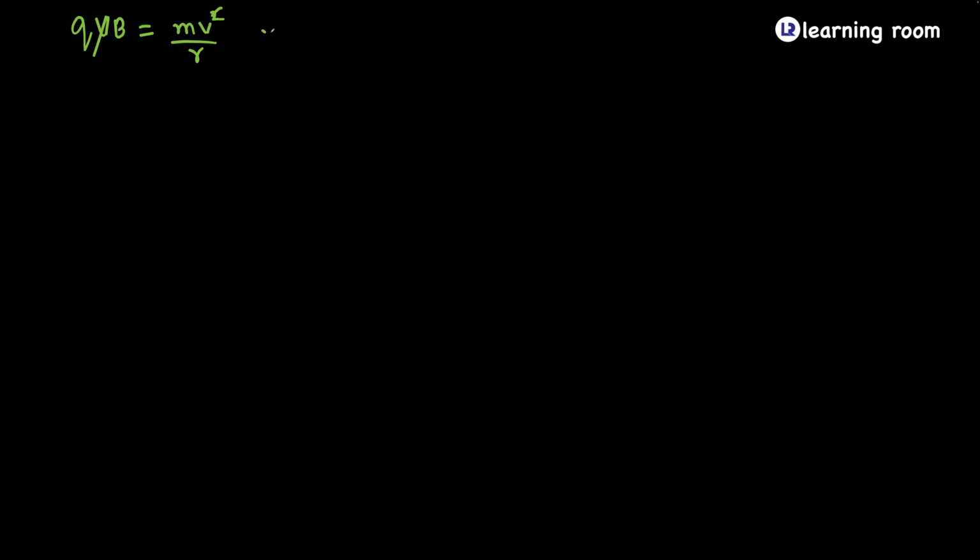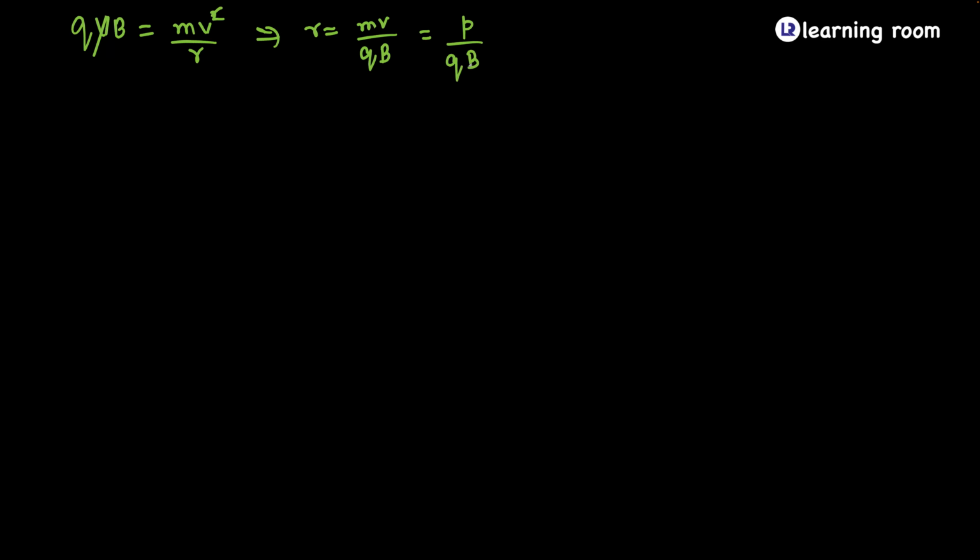So v and v will get cancelled, which implies r is equal to mv divided by qB, and this is going to be the radius of the circular path in which the particle is going to revolve. So when will this radius get generated? When you project the particle perpendicular to a uniform magnetic field. When a charged particle is projected perpendicular to a uniform magnetic field, the path followed by the particle is a circle, and the radius of the circle is going to be mv divided by qB. But what is mv? mv is linear momentum. So linear momentum divided by qB.